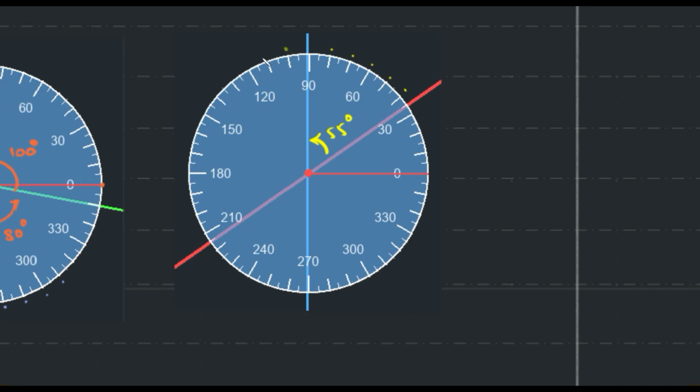Next angle is 10, 20, 30, 40, 50, 60, 70, 80, 90. Actually, you guys should know from 90 to 180 is 90. And then we have 100, 110, 120. This is 125.